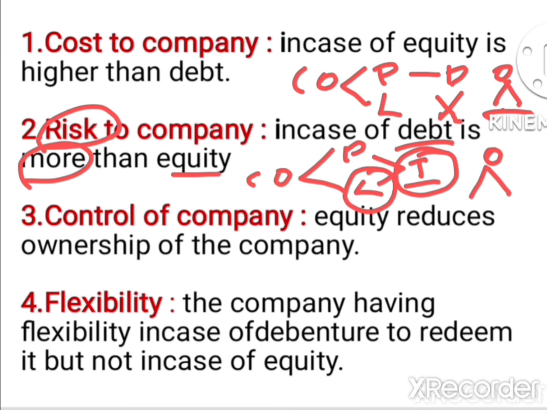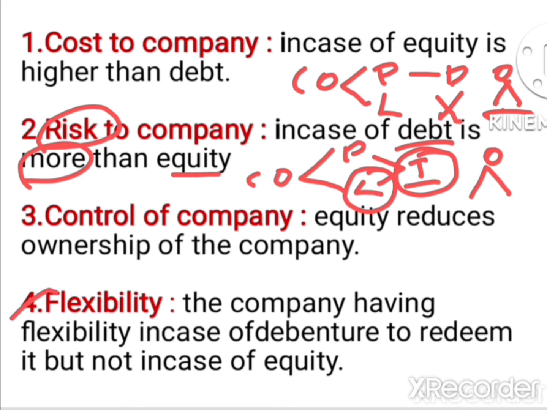Okay. Next point is control of company. Equity reduces ownership of the company. As we discussed earlier, equity shareholders are the real owners of the company. If they are the real owners, that means they have a right to participate in the affairs of the company. If they participate in the affairs of the company, then obviously the control of the company gets reduced, which is not the case with debentures, as debenture holders are just creditors to the company.